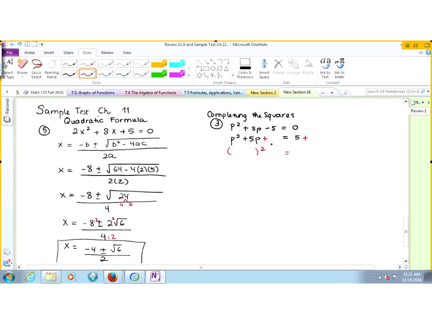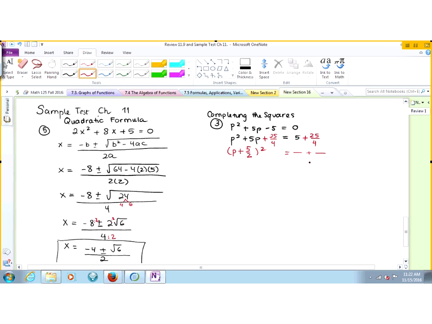What are you adding here? B over 2 squared. So 5 divided by 2 and then squared. What is 5 divided by 2 and then squared? 5 over 2 squared, that will be 25 over 4. All right. So 5 over 2 squared. Now, what about the binomial? P plus what? 5 over 2 squared. And what is 5 plus 25 over 4?